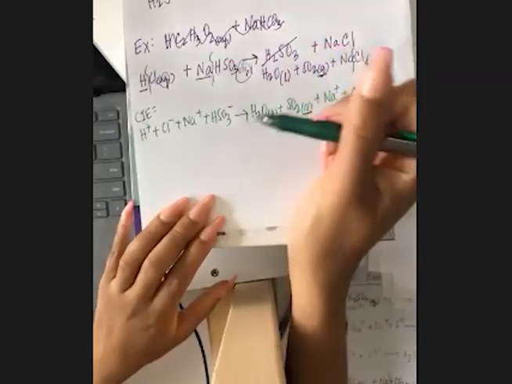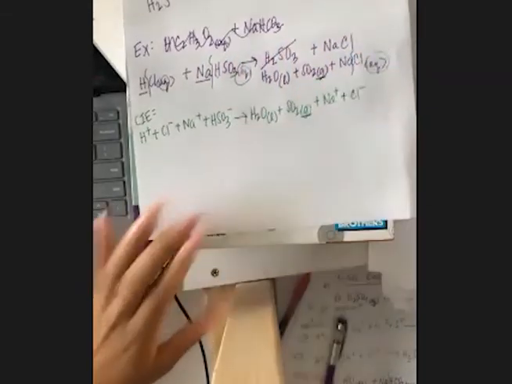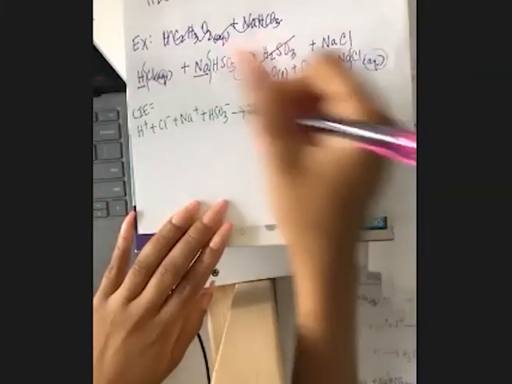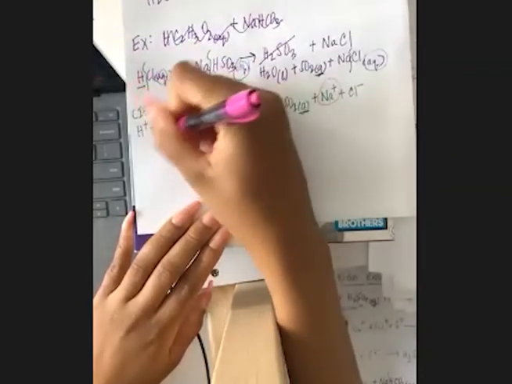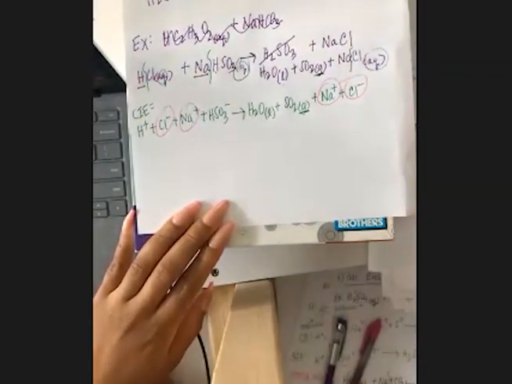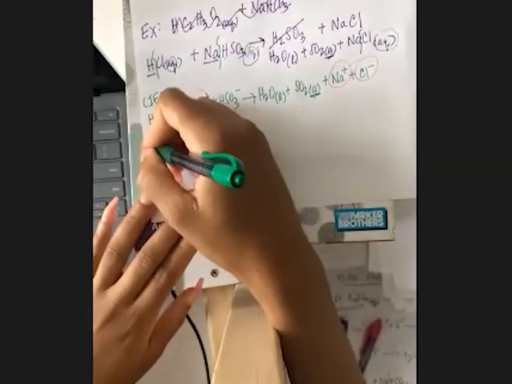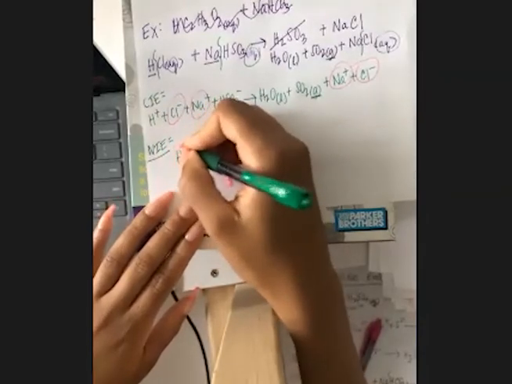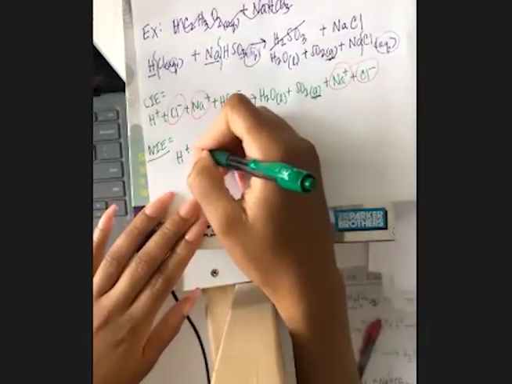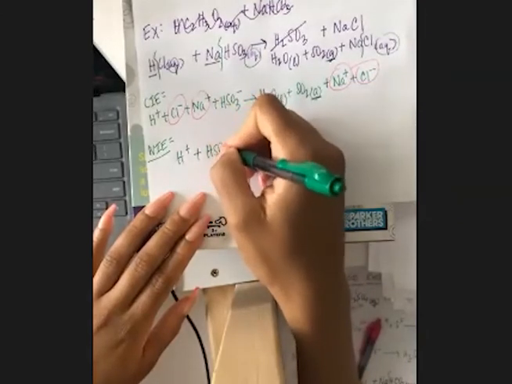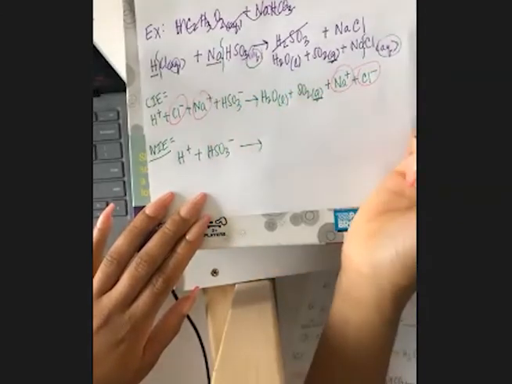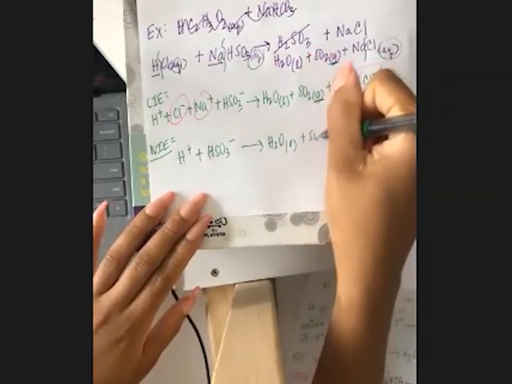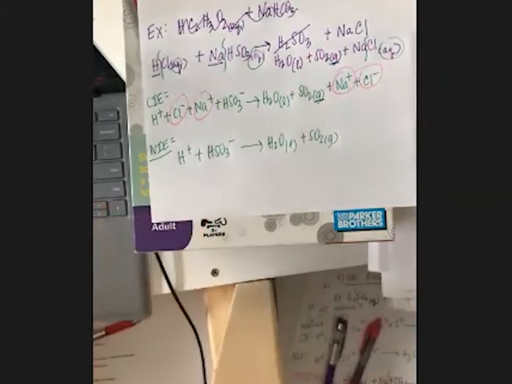Once we do this, you guys tell me what my spectator ions are. Sodium, chlorine. Yep, those are my spectator ions. So what's the net ionic equation? H plus HSO3 into the H2O liquid plus SO2 gas. Perfect. That's it.